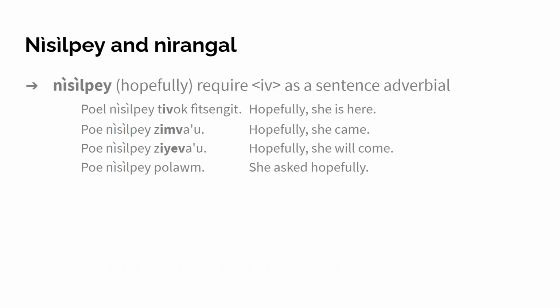So manner adverbial here, because in what way does something happen? So here, Poe Nisilpey bolaum. She asked hopefully, so she asked in a hopeful way. She was hopeful while she asked. Here we don't have a sentence adverbial but a manner adverbial, and we don't need the if infix.